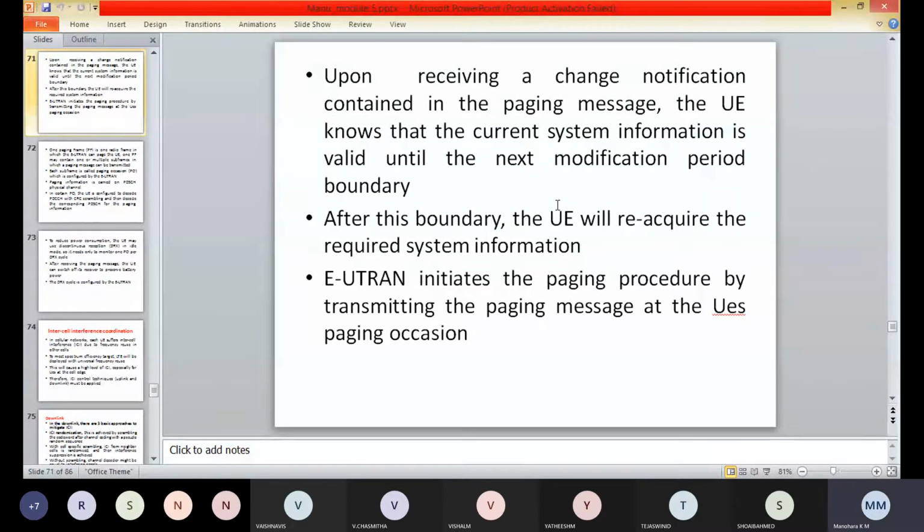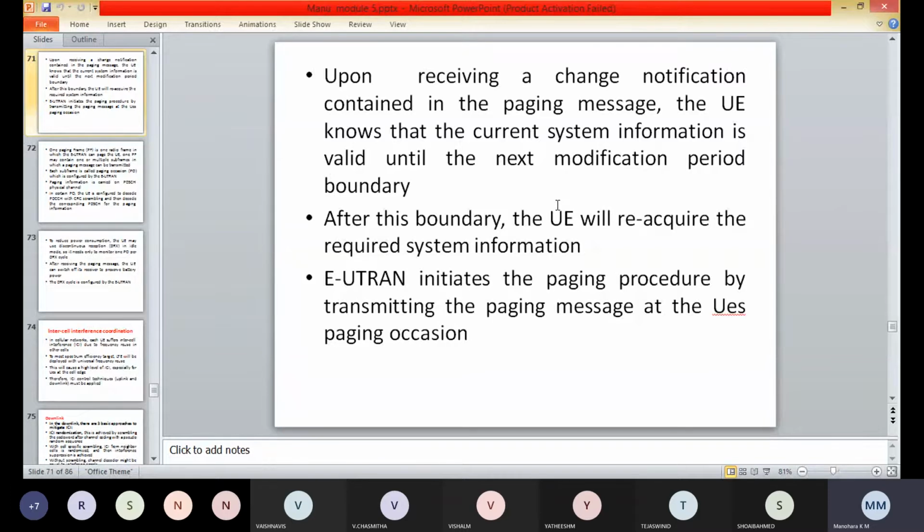The paging information is carried on the physical downlink shared channel. In a certain paging occasion, the user equipment is configured to decode the physical downlink control channel with the CRC scrambled by the paging radio network temporary identifier, that is P-RNTI, and then it decodes the corresponding physical downlink shared channel for the information.